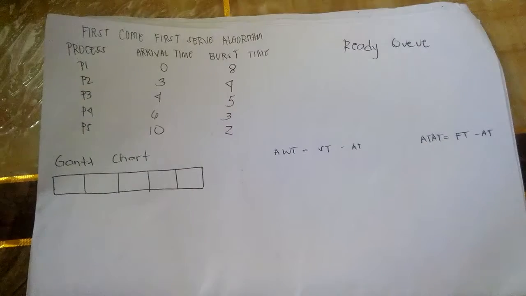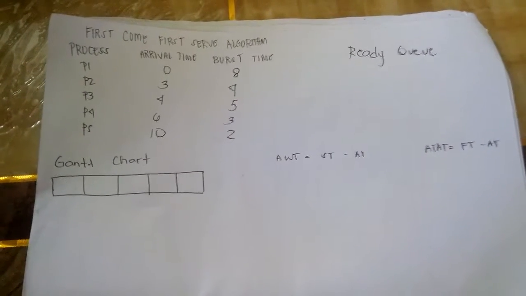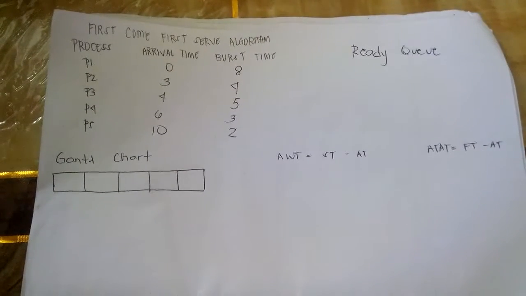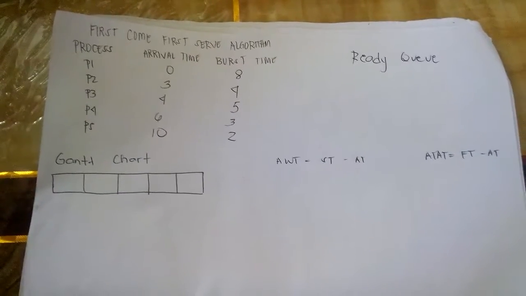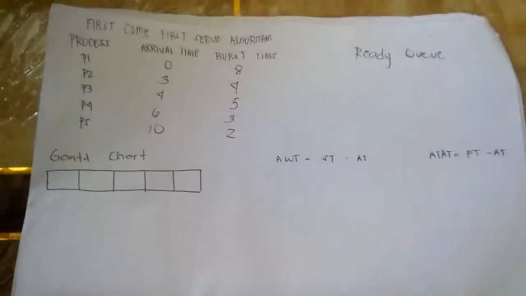Now, we have here the first come first serve algorithm. The first come first serve algorithm is the easiest algorithm among all. Why? Because there is no preemption happening. In here, we have 5 processes named P1, P2, P3, P4, and P5.